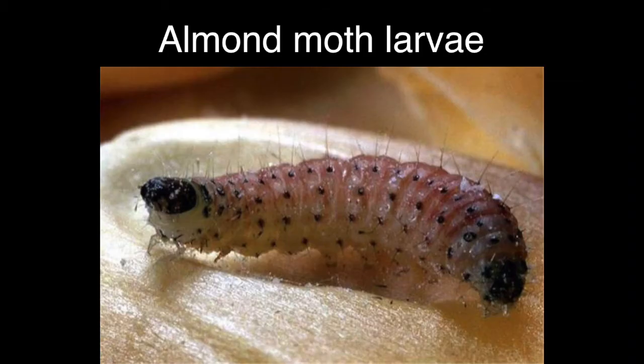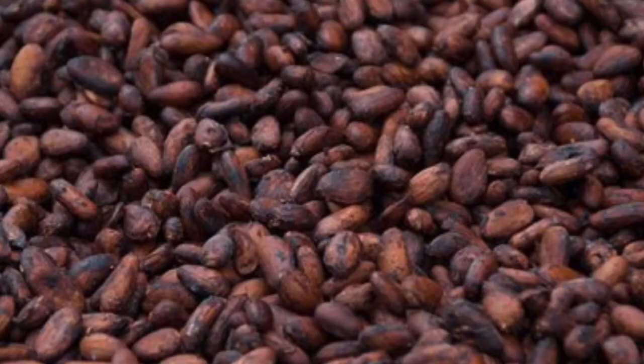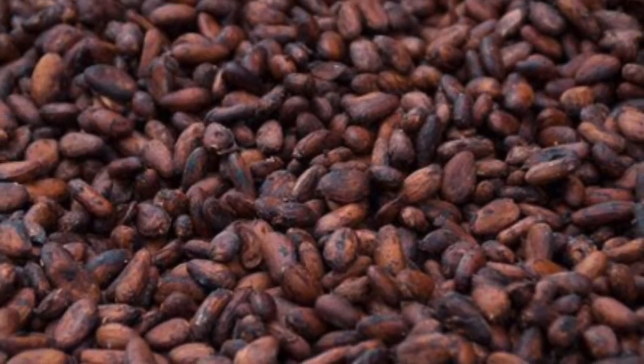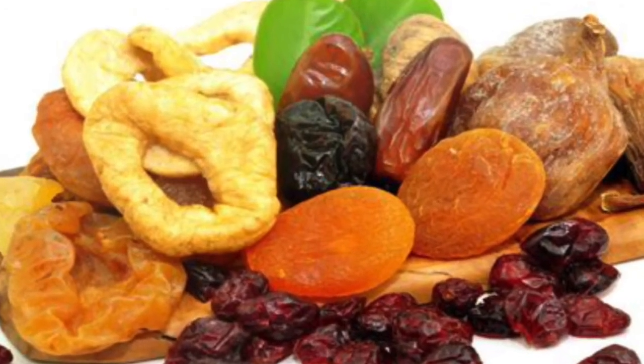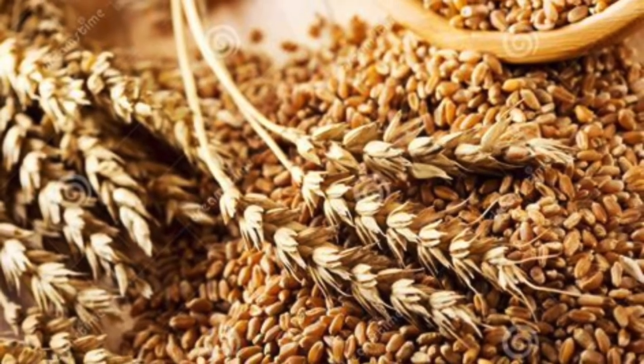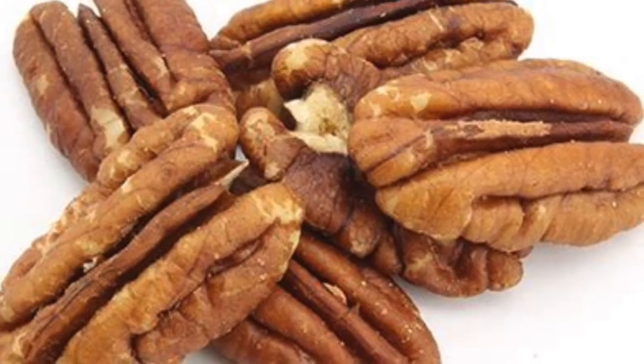The larvae, which are about 1/2 inch long when full grown, are white with 4 rows of purple spots on their backs. They feed on cereals, cocoa beans, dried fruit, grain, peanuts, and shelled nuts.